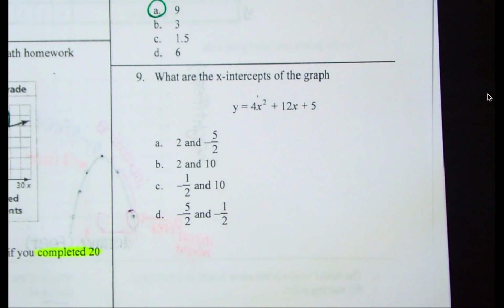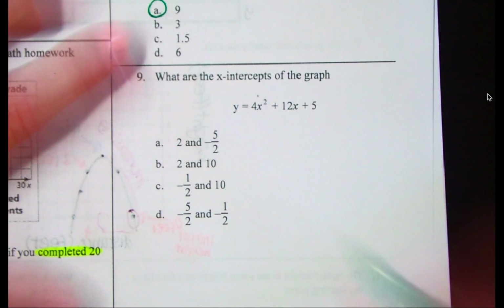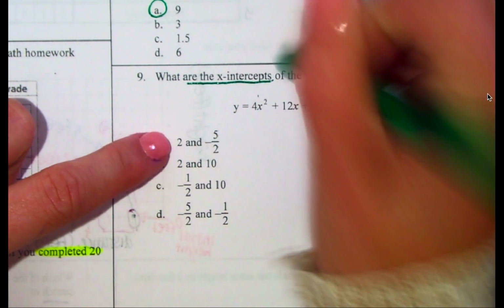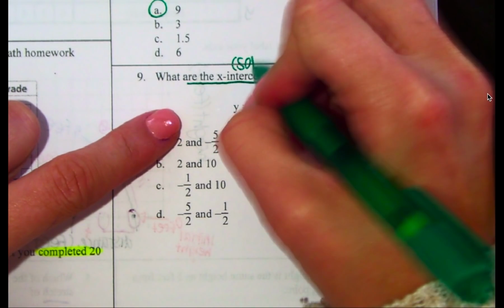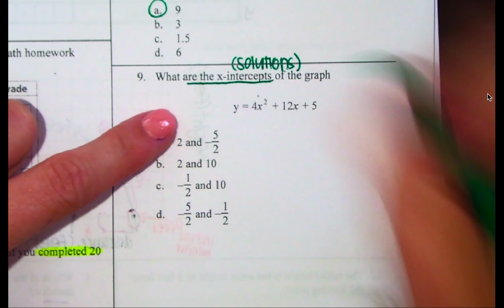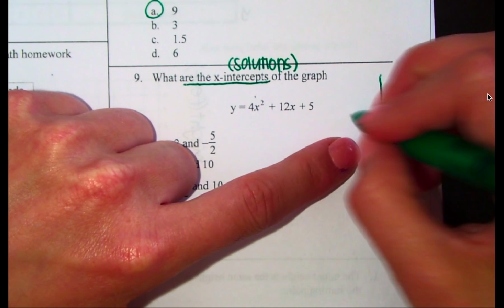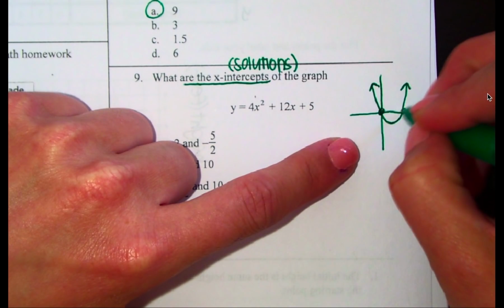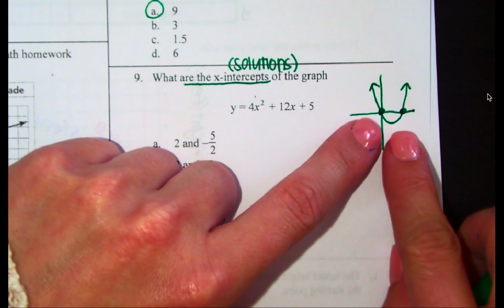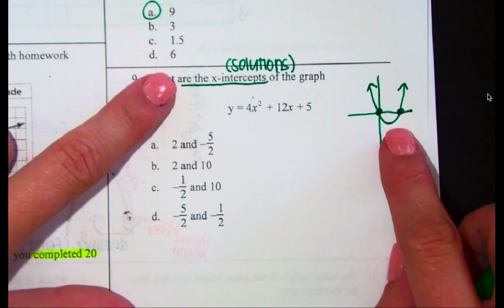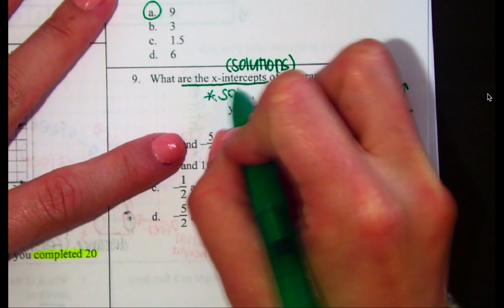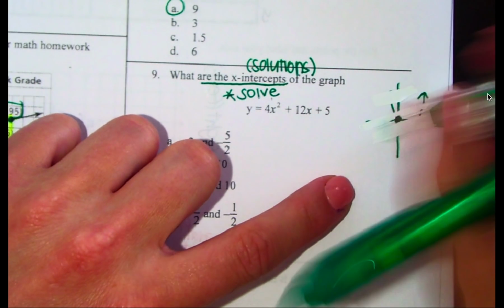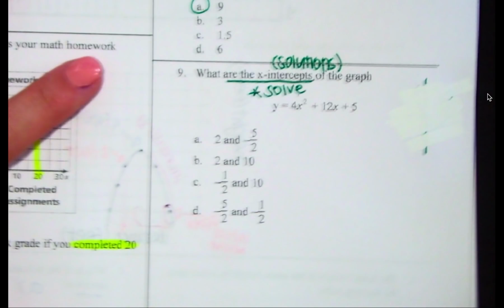Number 9 is asking us what are the x-intercepts. So we have to remember, when they ask us what are the x-intercepts, they're asking us for the solutions, because when we graph, so this is just a pretend graph, your x-intercepts, you guys, are called the solutions, okay? So x-intercepts are solutions. So they're telling us that we need to solve. So let me just get that out of the way. I don't want anyone to get confused. We're going to solve this.